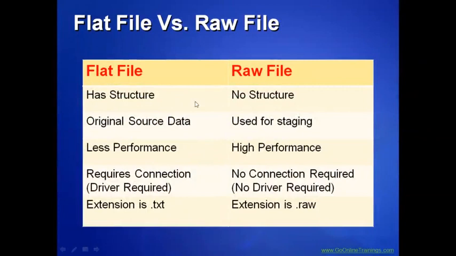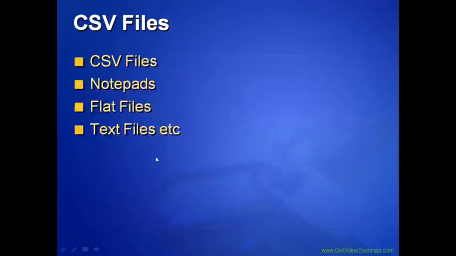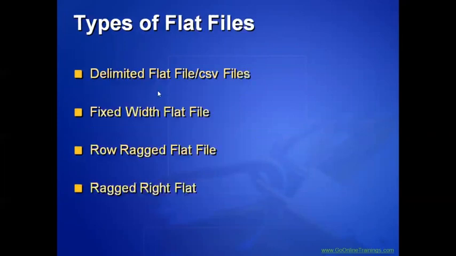Has structure, no structure. Original source data uses for staging. Less performance, high performance. Why? Because parsing and no parsing. Clear? So requires a driver and requires no driver. It is a machine understandable file. It is a human understandable file. Now CSV files, notepad text files, all of them are synonyms only, but CSV files are shown differently on the Windows platform, so don't worry about it.